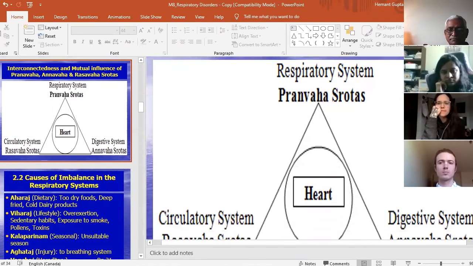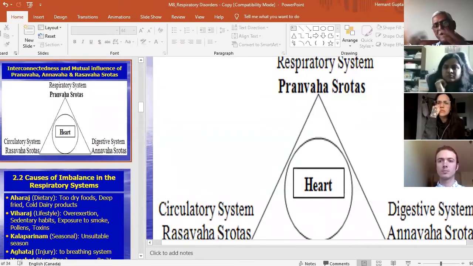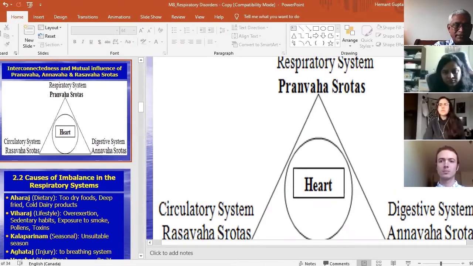So now this is the connection that I have tried to establish, so that from here on, we will try to understand the etiopathology from an Ayurvedic perspective. In this case, you can see here the respiratory system or pranavahashrotas, and then there is this triangle. Let me just bring it a little bit down.